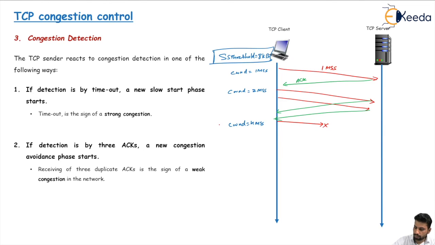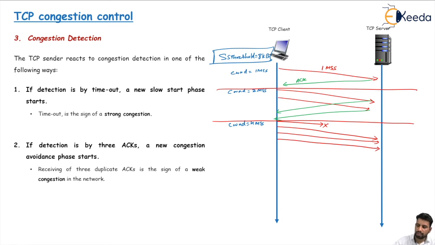The first segment gets lost. The second segment is received successfully, the third segment is received successfully, and the fourth segment is received successfully. All these 3 segments are received successfully, but the first segment of the congestion window of 4 MSS is lost. Then the acknowledgement comes here, and it is received by the sender. For example, its sequence number is equal to 100. I'm taking an example: the sequence number of this one is 200, of this one is 300, and of this one is 400. The sender sends the acknowledgement here.